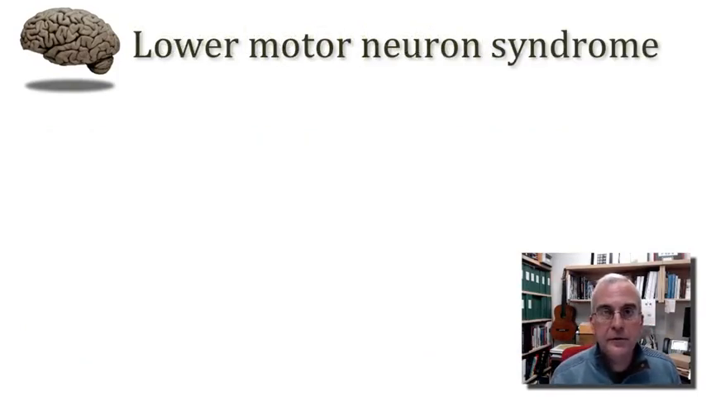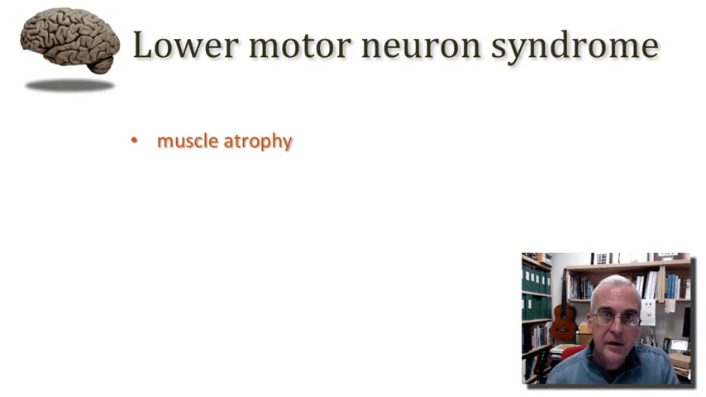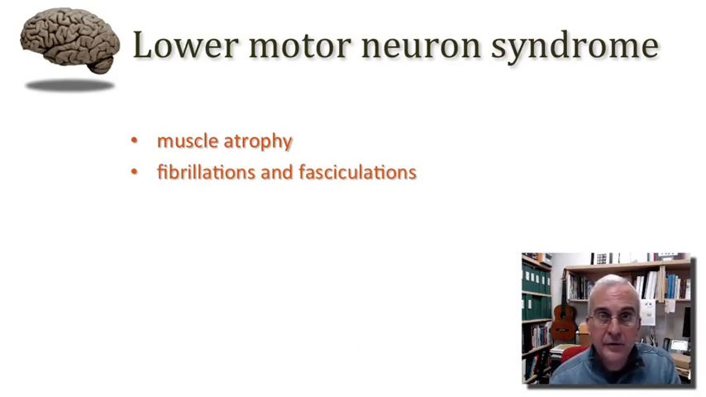So this lower motor neuron syndrome has several components to it that I want you to be able to recognize. If we section the nerve that supplies the skeletal muscle, or if we injure the ventral horn of the spinal cord where the cell bodies of those neurons reside, we will see a response in the muscle tissue. Over time, that muscle will atrophy. But along the way, we might see abnormal contractions of individual muscle fibers and of individual muscle units. And these abnormal contractions we call fibrillations and fasciculations.